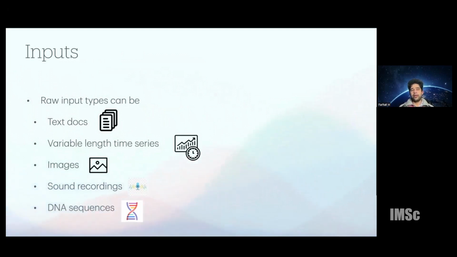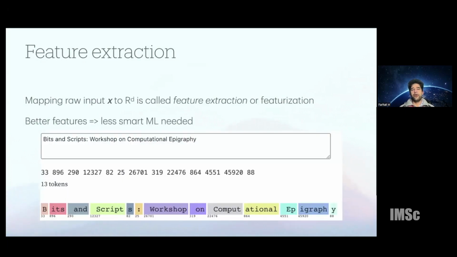The raw input can be of a large number of types. For example, you can input text documents, time series, images, sound recordings, or DNA sequences, and so on. Any of these inputs can potentially be analyzed. The algorithms can only take in numbers, so the input has to be converted in some form to numbers. Mapping a raw input to a set of numbers, say in R^d, is called feature extraction. How you do feature extraction can be very important, because if you have better features, you might have a much easier time on the training part. So a fair amount of attention goes into feature extraction, or converting an input into a form that the machine learning algorithm can work with.